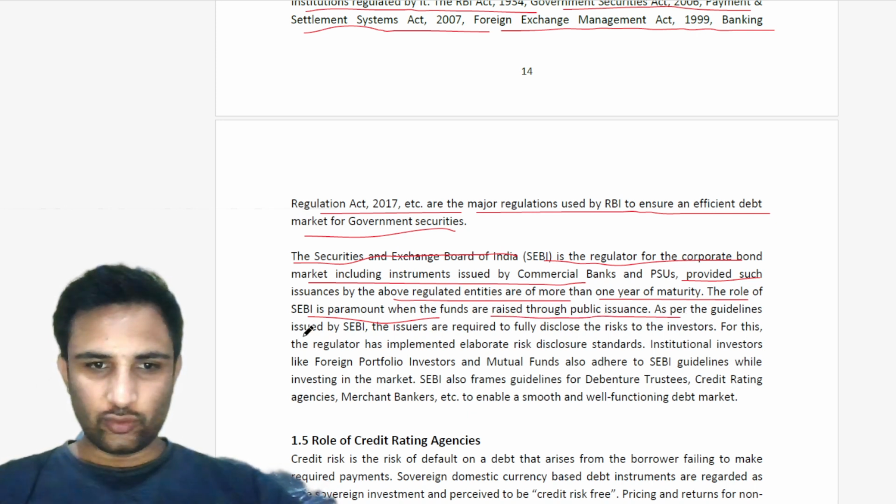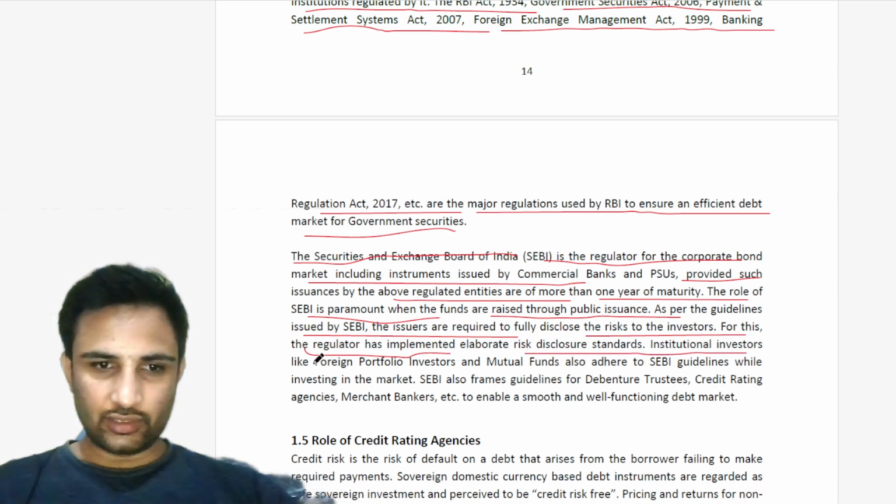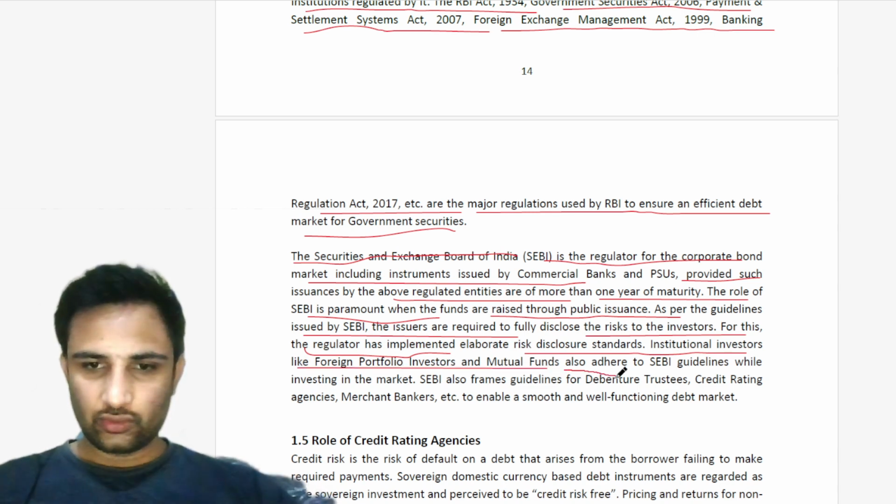As per the guidelines issued by SEBI, the issuers are required to fully disclose the risk to the investors. For this, the regulator has implemented elaborate risk disclosure standards. Institutional investors like foreign portfolio investors and mutual funds also adhere to SEBI guidelines while investing in the market.